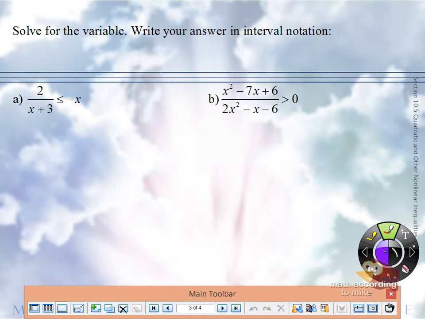Well, first off, notice we have a rational inequality. Rational means fraction, so we have fractions there. What we're going to do is, step one, we're going to bring everything to one side. In this case, we're going to add x to both sides.